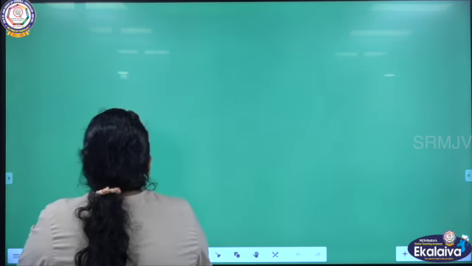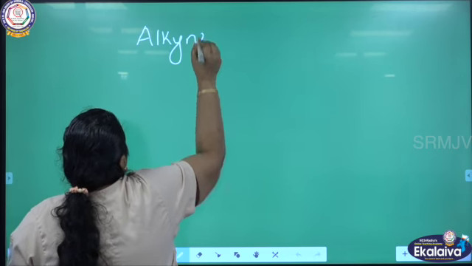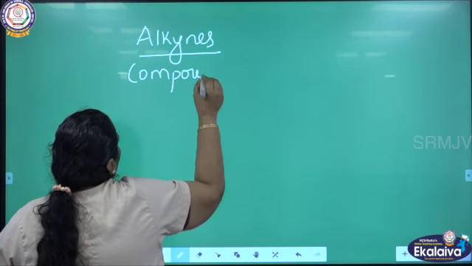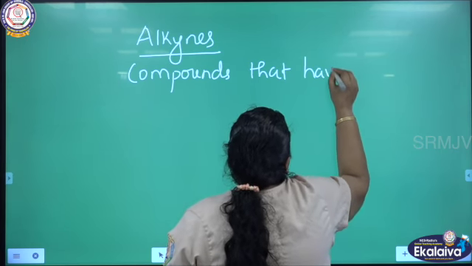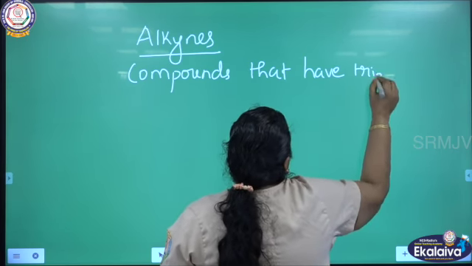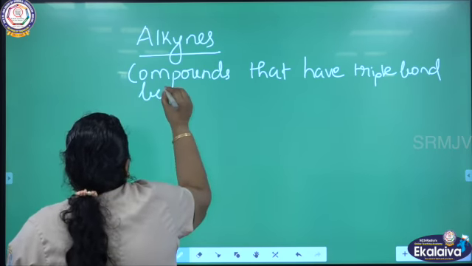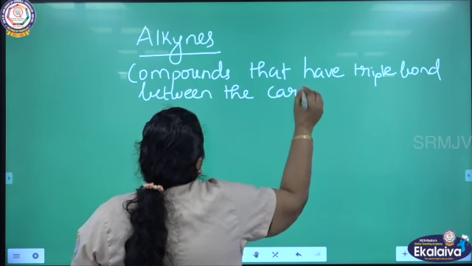What is a compound that has a triple bond between the carbon atoms? We can call such a compound an alkyne. So we are going to talk about another important hydrocarbon, alkynes. What are alkynes? Compounds that have a triple bond between the carbon atoms, we can call them alkynes.